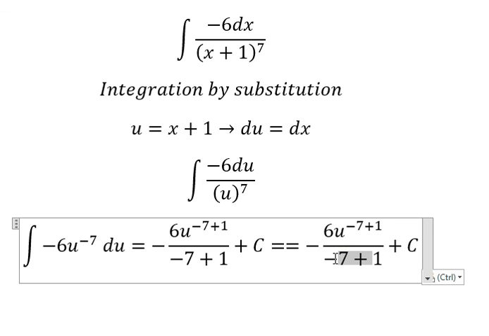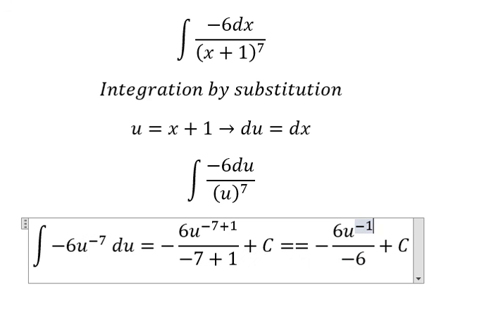This one we have negative number 6. Negative number 6 divided by negative number 6, we have number 1.